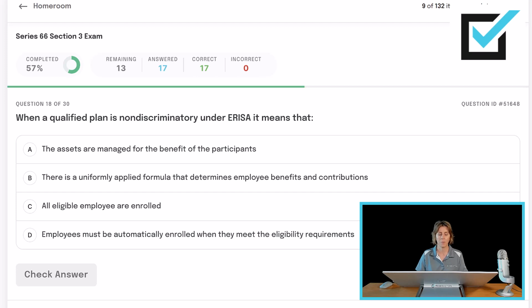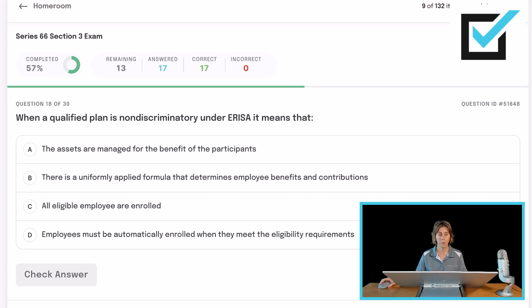When a qualified plan is non-discriminatory under ERISA, it means that the assets are managed for the benefit of the participants. Well, I mean, that's a good thing, but I don't know if that's the right answer. There's a uniformly applied formula that determines employee benefits and contributions. Non-discriminatory, I like that. Let's check the others. All eligible employees are enrolled, or employees must be automatically enrolled when they meet the eligibility requirements.